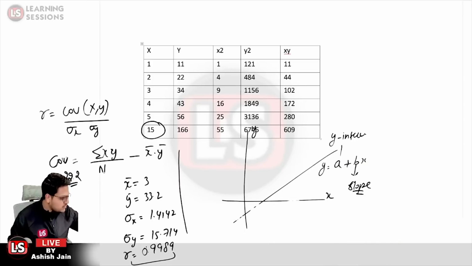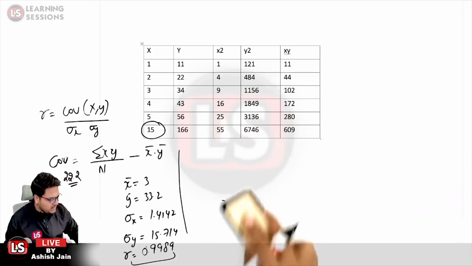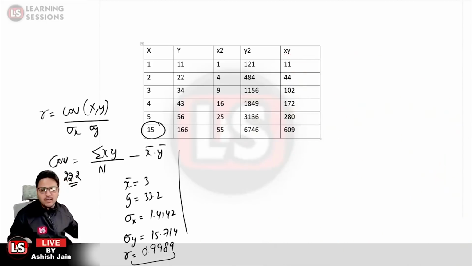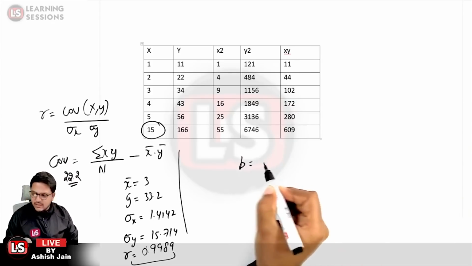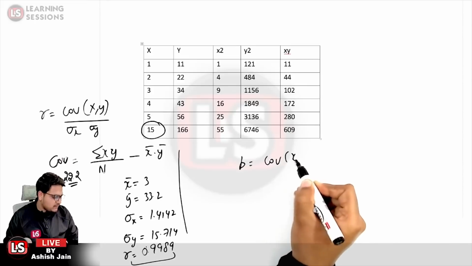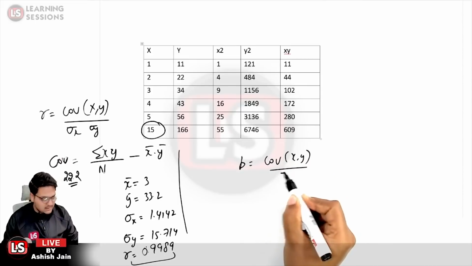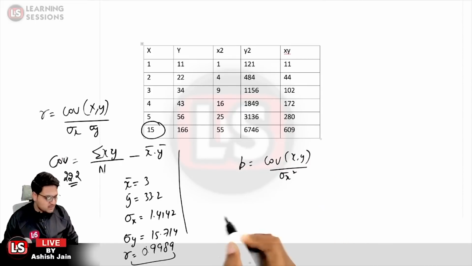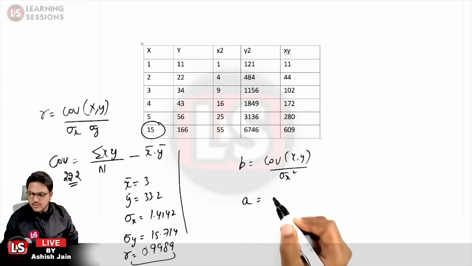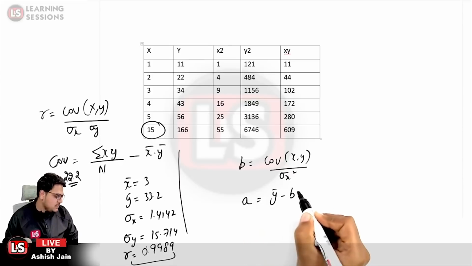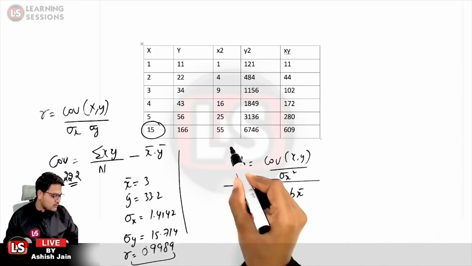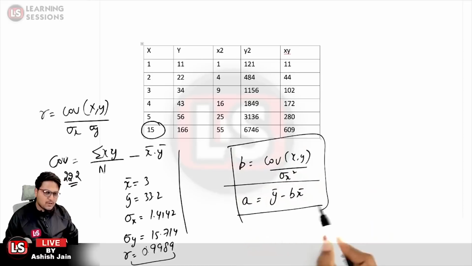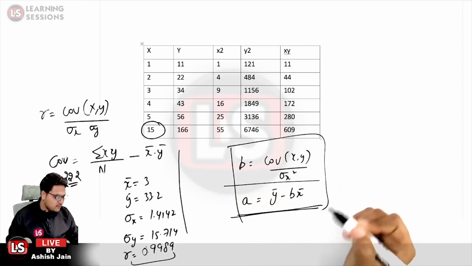And it may be asked in the question that we need to calculate the a and b values. That is basically related to regression. Now what is the value of a and b? So the formula for b is equal to covariance of xy divided by sigma x square, and for a, that is equal to y bar minus b x bar. That is the formula that you need to use for calculating the value of b and a over here.